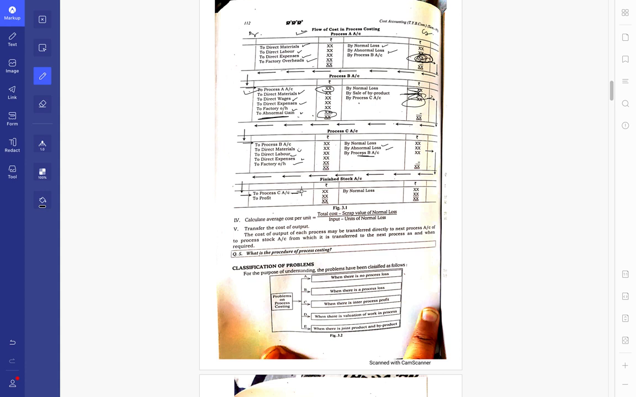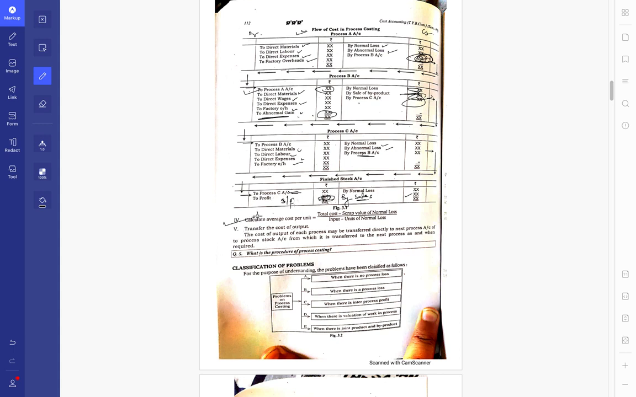your finished stock account. In case there is any normal loss, you write about normal loss. If there is not any normal loss, you ignore it. You add right by sales if there is any sales figure given to you, which usually there is. If not, then you just transfer it to process C account, your finished stock account, and close the account by sales, and then the profit figure as balancing figure.